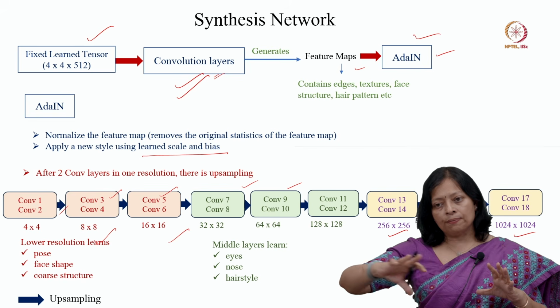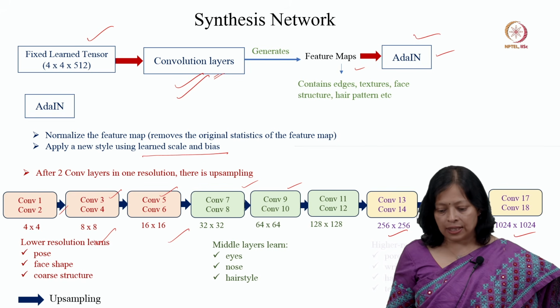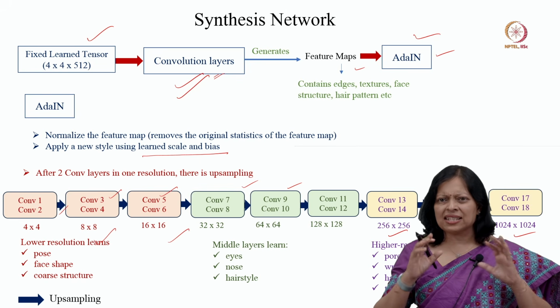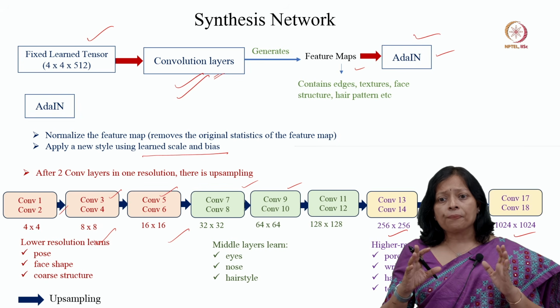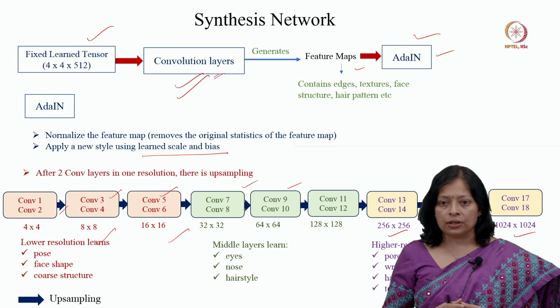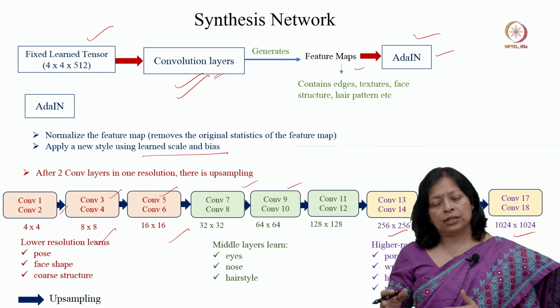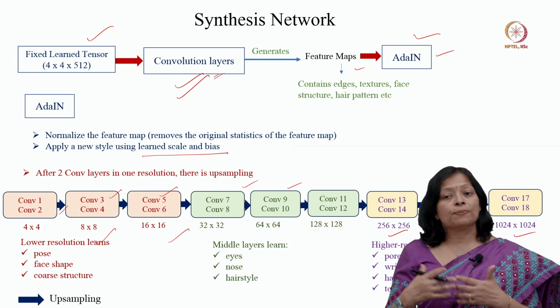So the resolution keeps increasing with the number of convolution layers, and these higher resolution layers learn the pores, the wrinkles, the very finer details, the texture of the face. So these are the features that are learned in the high resolution layers. So we have these lower, mid and high resolution layers to learn not only the coarse features but the finer textures also.